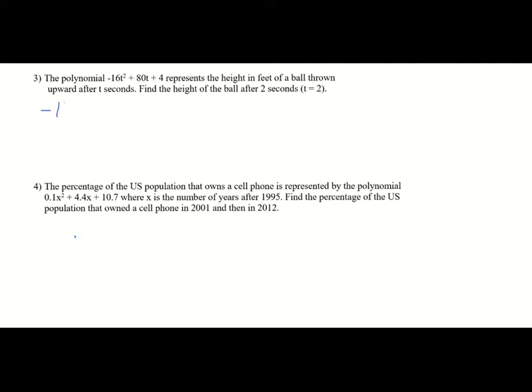I'm going to do negative 16 times 2 squared because it's t squared, plus 80 times t plus 4, where 2 goes in for t. All right, so exponents come first. Okay, so 2 squared is going to be 4. So I'm going to have negative 16 times 4 plus 80 times 2 plus 4.